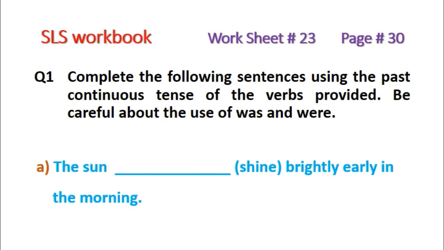Question number 1 of worksheet 23. Complete the following sentences using the past continuous tense of the verbs provided. Be careful about the use of was and were. A part. The sun dash shine in the bracket brightly early in the morning. Shine is the verb given in the bracket. Students, we will cut E and add ing. So it will become shining.